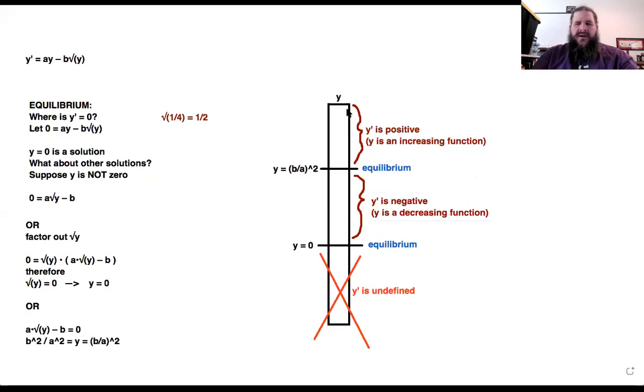So we know everything about the sign of y prime. In this region, y prime is positive. In this region, y prime is negative. At these equilibrium values, y prime is 0. And everywhere below 0, y prime is undefined anyway. And I think it would be useful to actually draw in the arrows that we usually use on a phase line. Y prime is positive, so y is an increasing function in this region. Y prime is negative, so y is a decreasing function in this region, which immediately tells us what type of equilibrium do we have here?